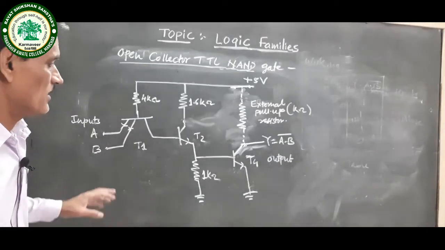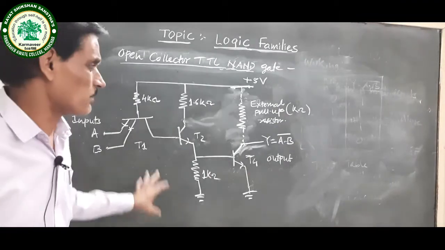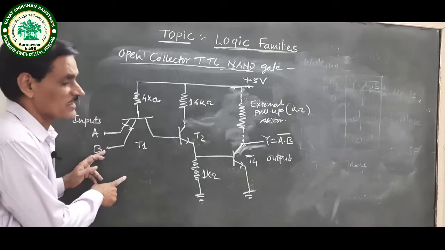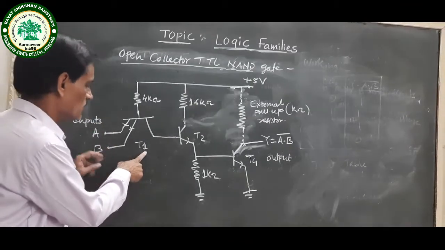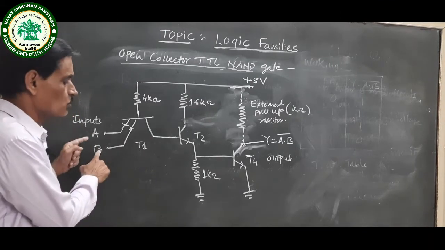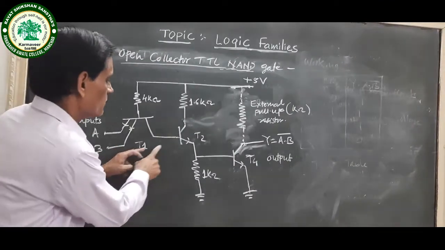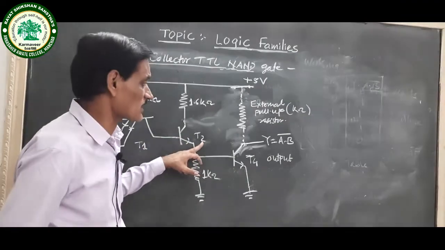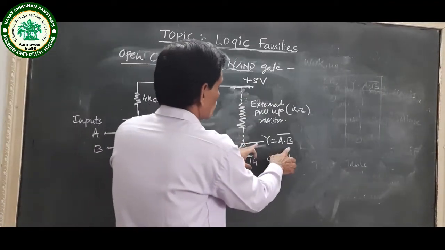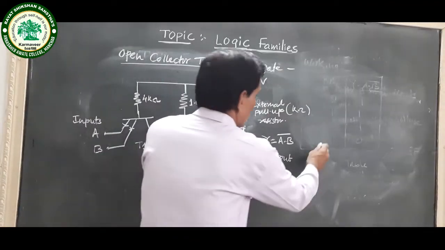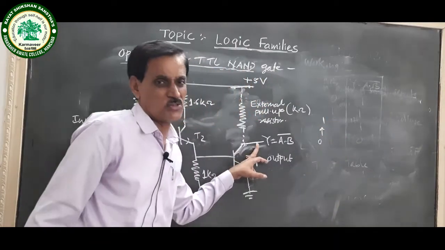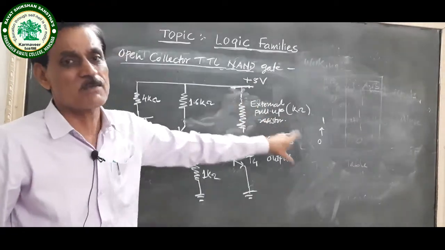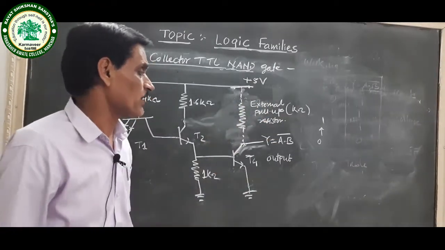I think there is no need to explain the operation of it. As far as operation is concerned, for the first 3 cases, when A or B or both are low, T1 conducts, therefore the collector is low. At that time, T2 doesn't conduct, and therefore the output is pulled to logic high, 0 to 1. Output goes from 0 to 1 through a pull-up resistor and is known as passive pull-up.